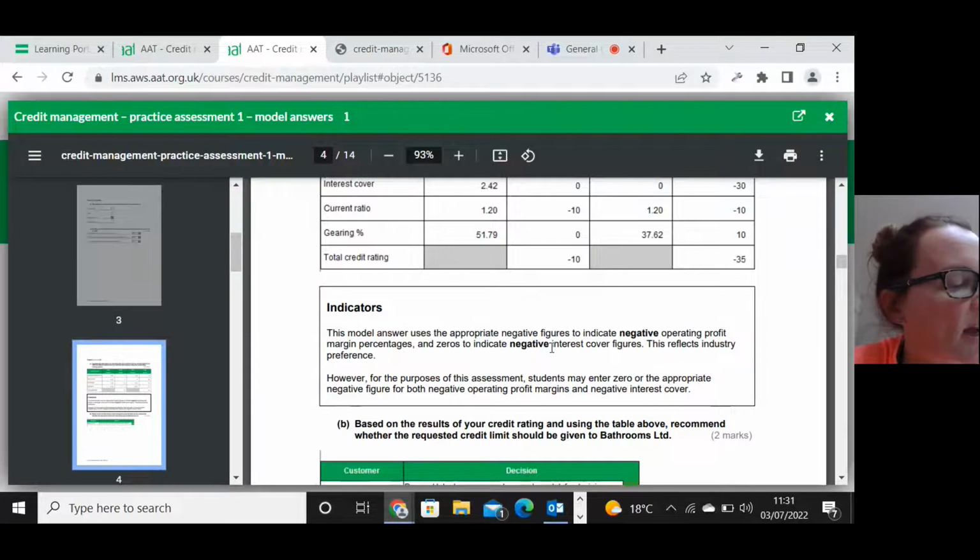So if you work one out, and for example, the 20x4 operating profit percentage comes to minus 1.46%. So if you're dealing with a loss, you're dealing with an operating loss margin, I suppose, then you put in the negative figure. Conversely, when you work out the interest cover for 20x4, because interest cover is measuring how many times the profit covers the interest, if you've got a loss, it just doesn't. So therefore, it makes more sense to put 0 in that instance.